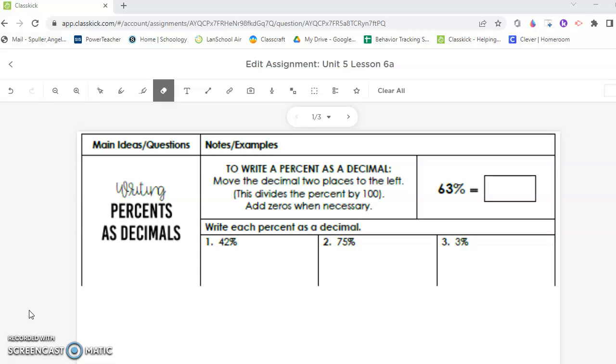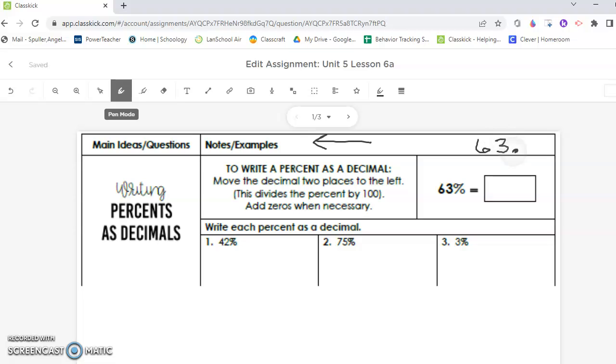All right, so to write a percent as a decimal, move the decimal place 2 places to the left. Now, remember, the left is this way. This then divides the percentage by 100. Add zeros where necessary. So we're going to take the number 63.